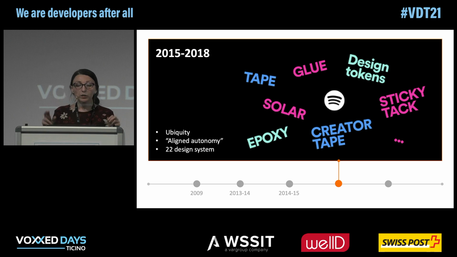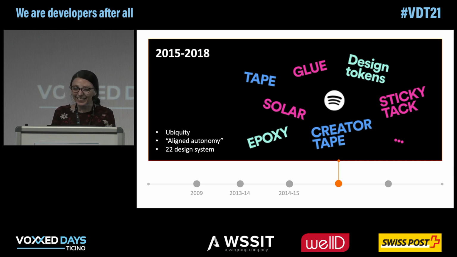And so, under the principle of aligned autonomy, this was their principle, basically they allowed individual teams working on different projects to have their own go at the design system. And they ended up with 22 separated design systems. So this looks not ideal, right?